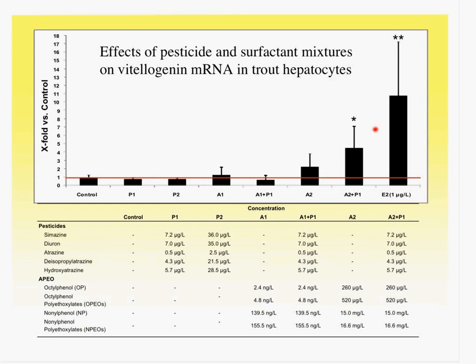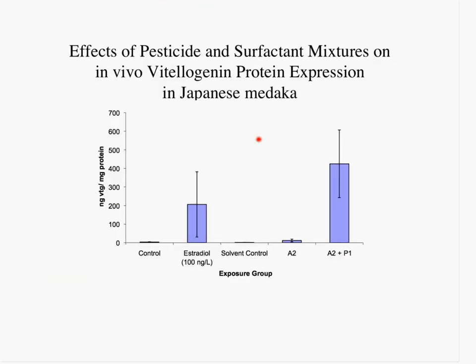So what this points us to is that there seems to be either an interaction, perhaps, of alkyl phenol ethoxylates with the pesticide that seems to be enhancing activity, at least in the in vitro assay with the trout hepatocytes. What was really interesting, though, is we were able to demonstrate this also in vivo when we took, in this particular case, our Japanese medaka, which is, again, a very small laboratory fish.